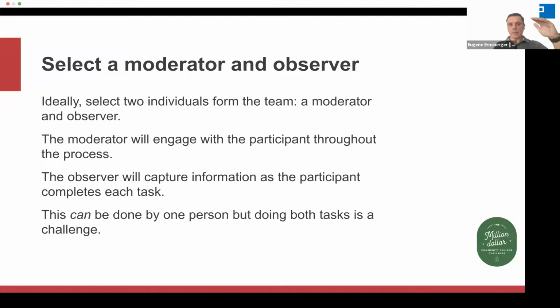So you have your script developed, and now it's time to build your team. So you need to select a moderator and observer. Technically, this could be done by one person. I often perform user tests by myself, but if you're unfamiliar with the process, it is a huge help to have someone who is focused on engaging with the participant and someone who is documenting as we go along. So that moderator is the person who engages with the participant, and the observer is capturing all the information as we go through.